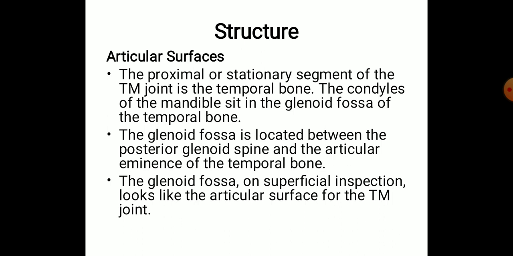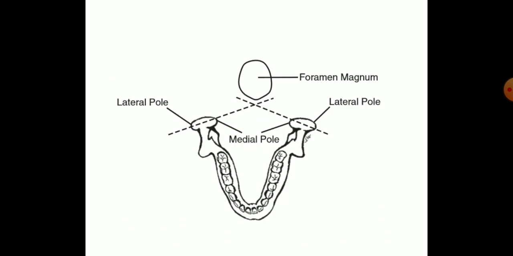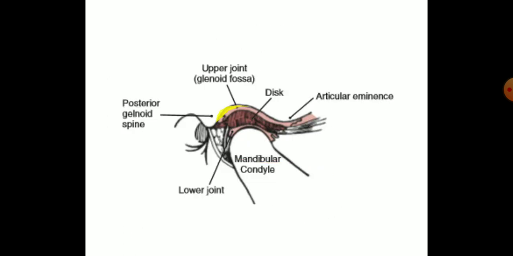The proximal or stationary segment of the temporomandibular joint is the temporal bone. So in the skull, on the lateral side, the temporal bone possesses the superior portion of the temporomandibular joint. The condyles of the mandible sit in the glenoid fossa of the temporal bone. So this is the glenoid fossa, and this is our temporal bone.